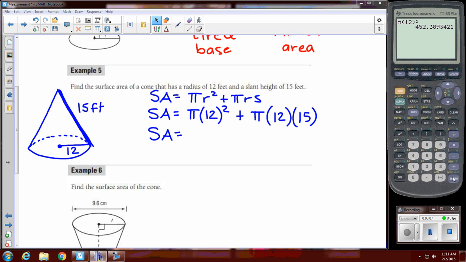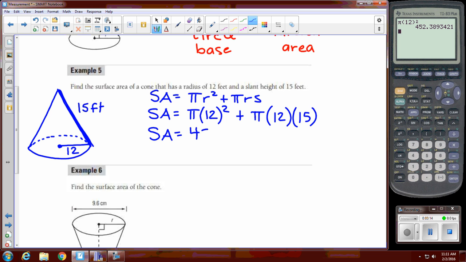Pi times 12 squared, or pi times 12 times 12, gives me 452, and if I round to one decimal place, 452.4. That's the area just of the circle on the bottom of this cone. And now the lateral area, I'm going to go pi times 12, which is the radius, times the slant height, and that's 565.5 rounded to one decimal place. Now this tells us the area of just the stuff around the edge, or the lateral area.